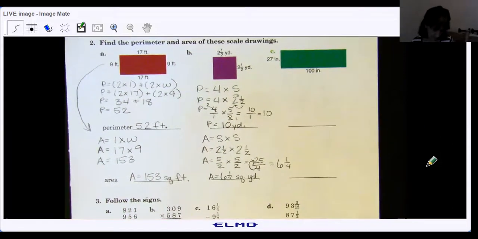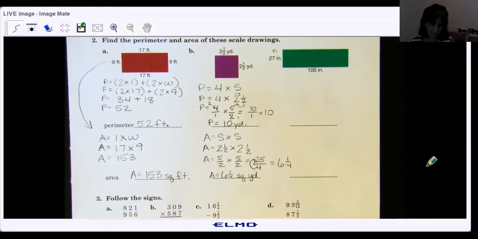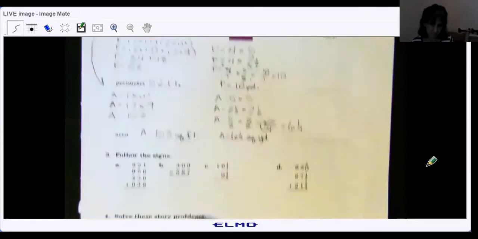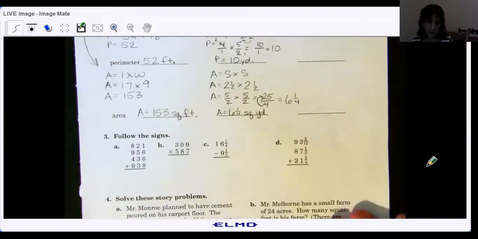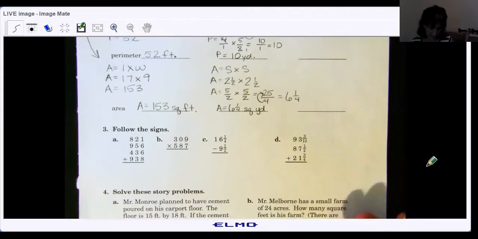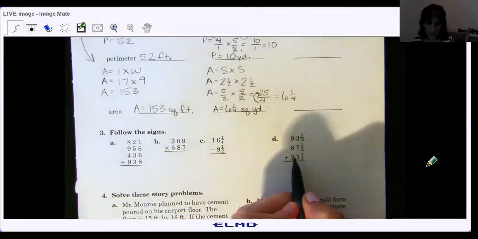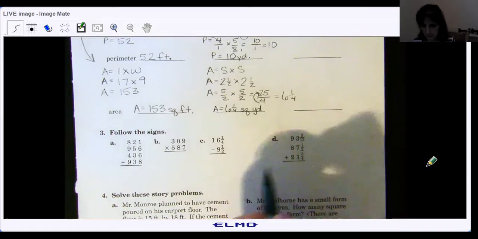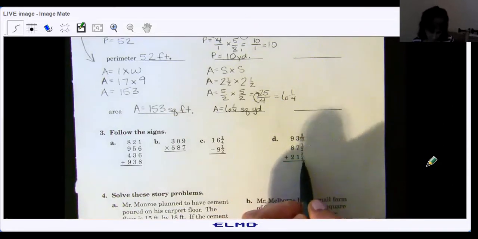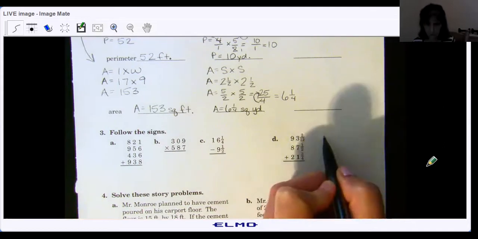All right. Let's look at follow the signs, number 3. All right, let's do the last one so they can see. We have to find the common denominator for 12, 2, and 4. And your common denominator is 12.